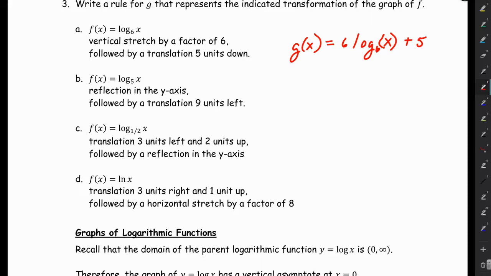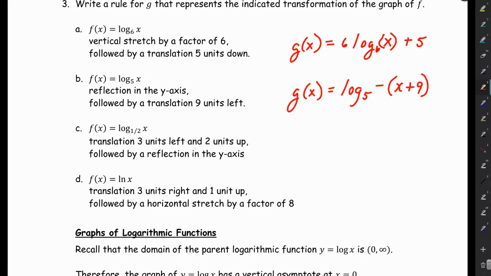All right, for letter B, reflection in the y-axis, that means the negative is going to go right with the x inside the parentheses, followed by a translation of 9 units to the left. All right, so g of x, our log base 5. We're going to have a negative in front of the x, all right, and we're moving that function to the left 9. Now be very careful, you do need to have the parentheses just the way I have them here with the negative out front, unless you decide you want to distribute the negative, but I think that makes it really confusing. So I would just leave it like this.